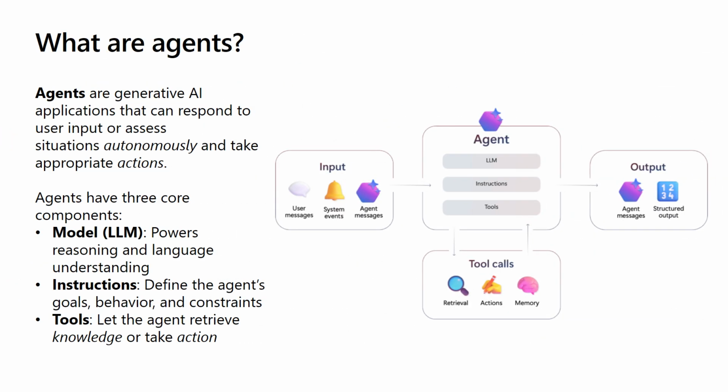Agents are generative AI applications that respond to user input or act autonomously to perform tasks. They have 3 core components: a model for reasoning and language, instructions defining goals and constraints, and tools to access knowledge or take action. Orchestration coordinates multiple AI components in a unified solution.